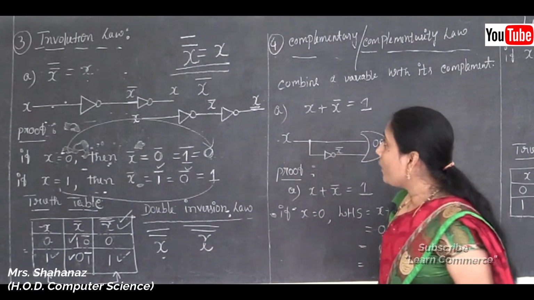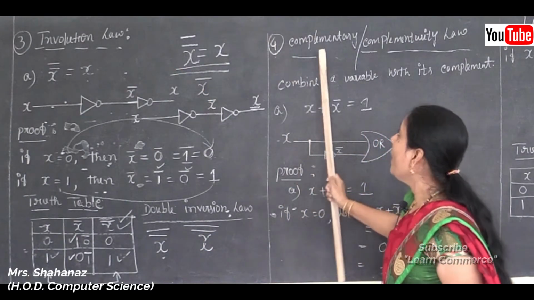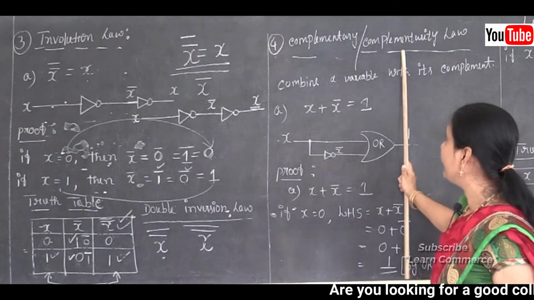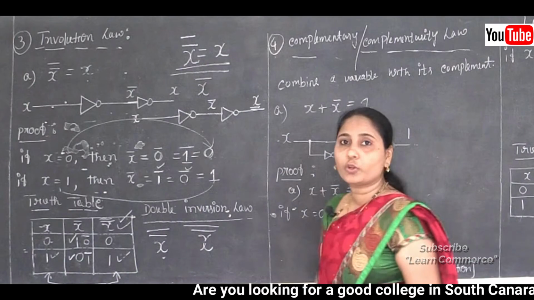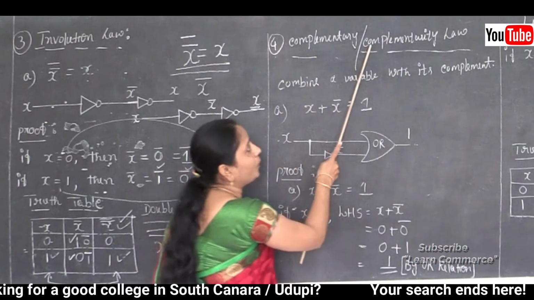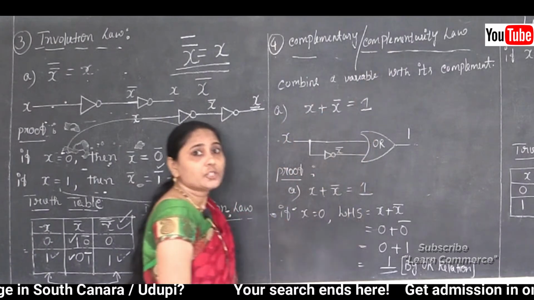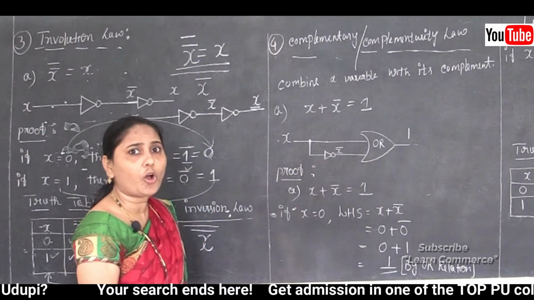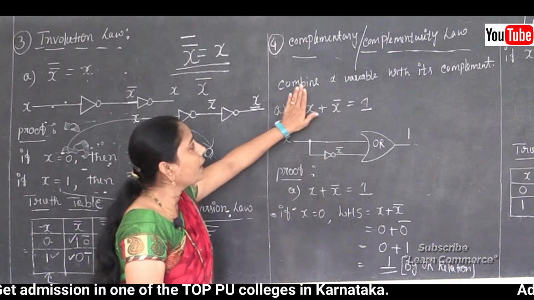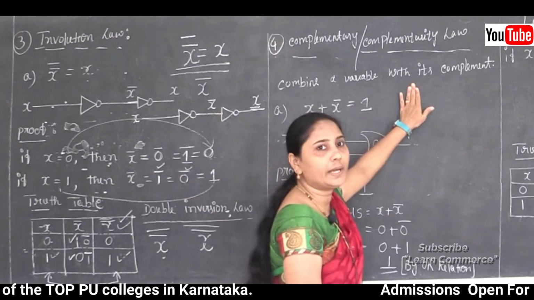And after completing the involution law, the next thing is the complementary or complementarity law. Clear this one? The fourth point is called the complementary and complementarity law here. So what about the complementary law or complementarity law? This law states that if it is combined with its complement.